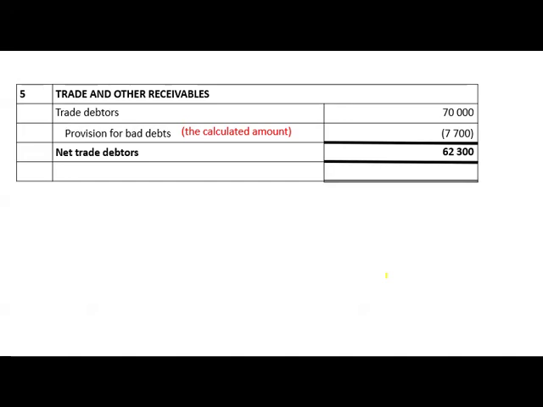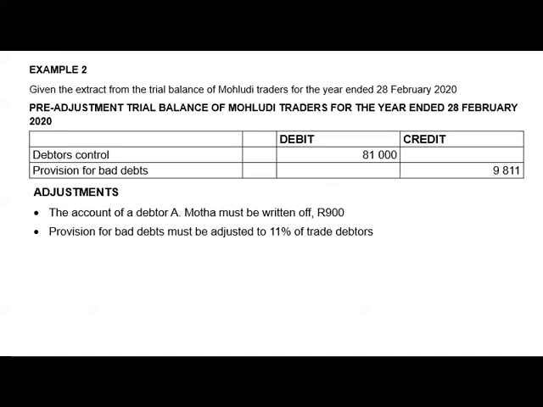Yes, yes. However, let us look at this one here. This one is different from the previous one. Everything is pretty much the same, except for what here. They said the account of a debtor A mortar must be written off, which is 900. Do you see now where the difference is? In this specific example, it means that 900 rand, it is still in the 81,000 rand. That 900 rand, when they say it must be written off, what do they mean? What must we debit? What must we credit? You debit bad debts, you credit debtors control or the name of the debtor.